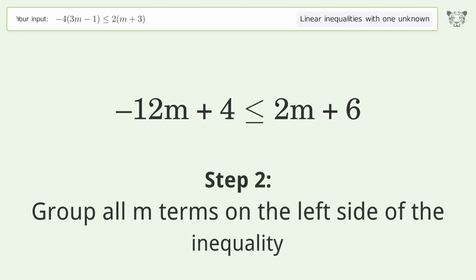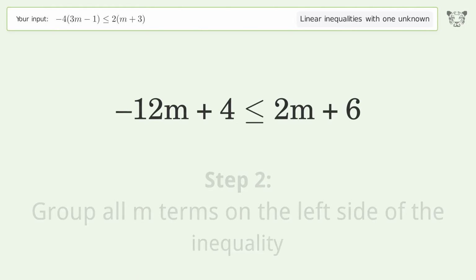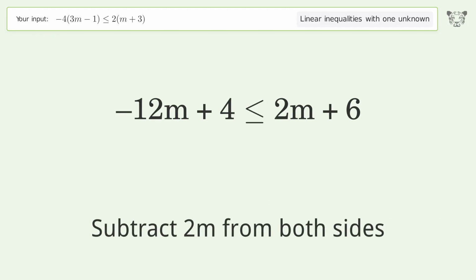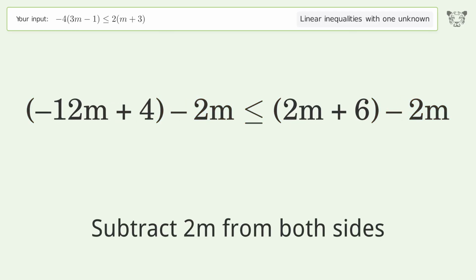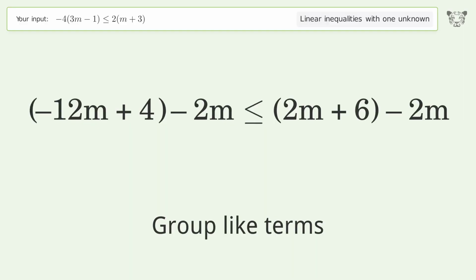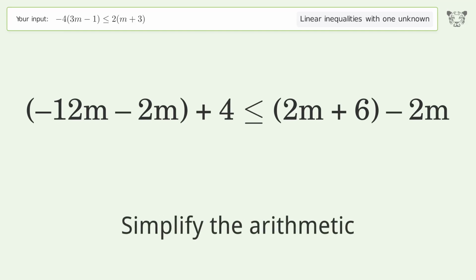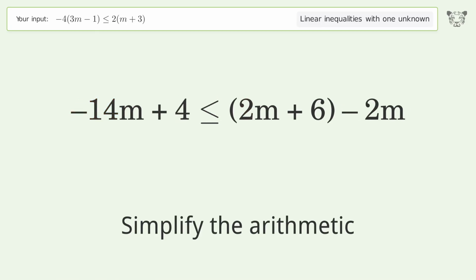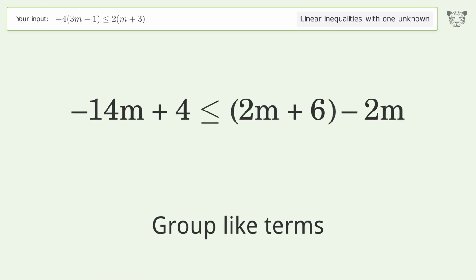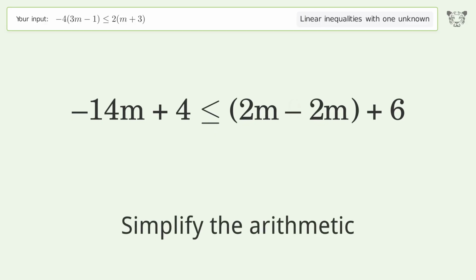Group all m terms on the left side of the inequality. Subtract 2m from both sides. Group like terms. Simplify the arithmetic. Group like terms. Simplify the arithmetic.